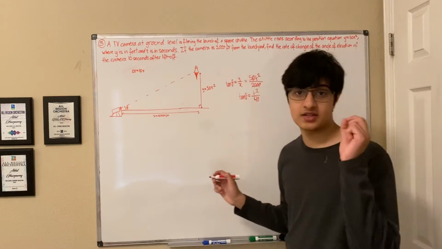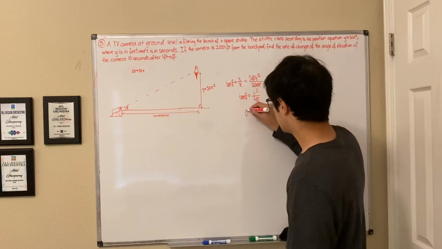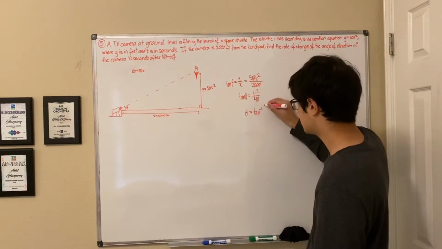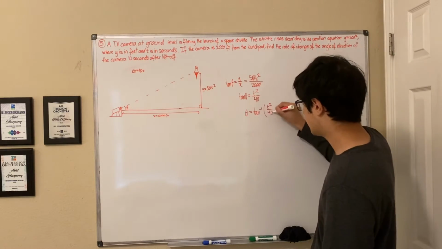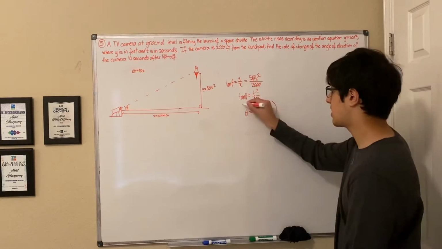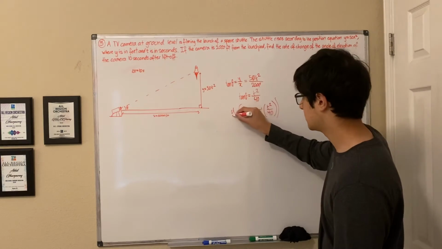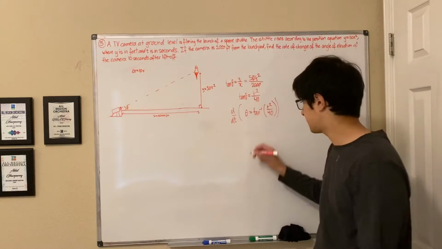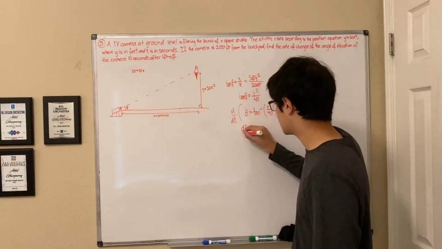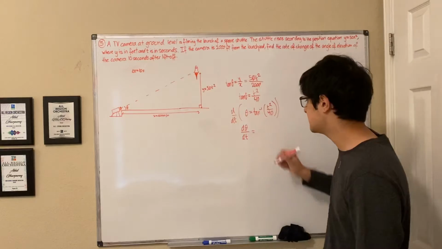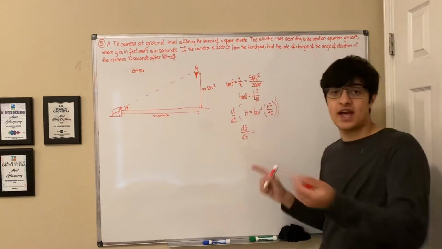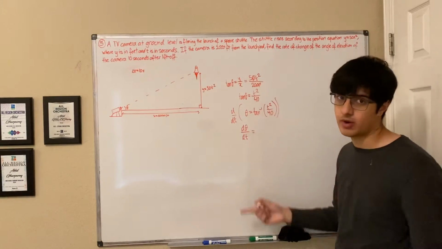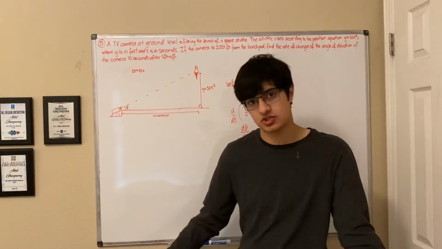Now, let's solve for theta. If we take the inverse tangent on both sides, this gives us theta equals the inverse tangent of t squared over 40. Now let's differentiate both sides with respect to time. Theta varies with respect to time, so let's use implicit differentiation. This simply gives us d theta dt, but on this side we don't need implicit differentiation because it's in terms of t already, so we don't need to put a dt dt because that's just going to be 1.